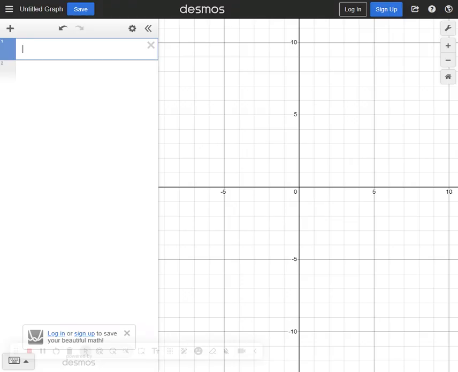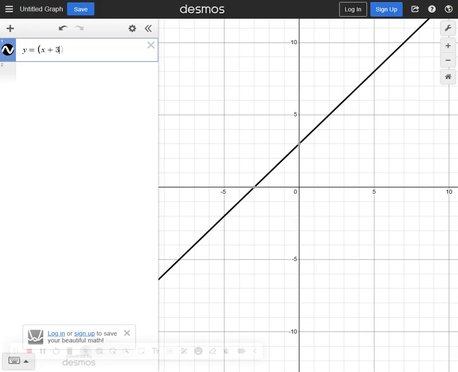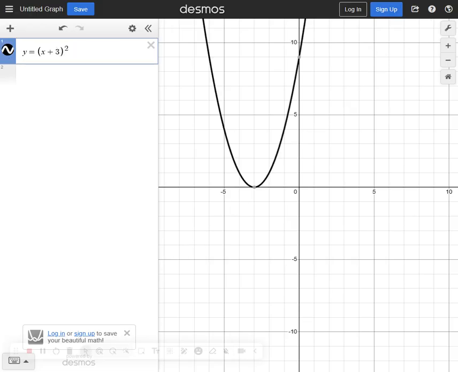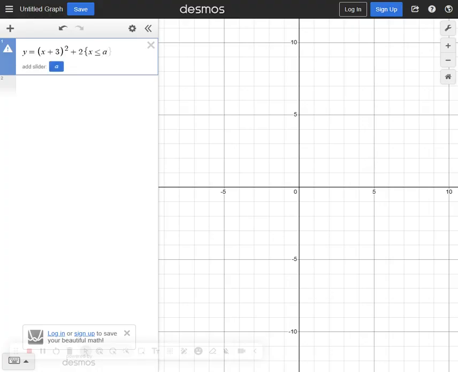a slider. So what you will do is to type in and replace the function of x by y equals, and then type in x plus 3. Just follow along so you'll know what I'm doing here. Okay, and then the slider, oh wait, plus 2. Alright, the slider will be x and then less than or equal to a. Now, you may also want to change the less than or equal to greater than or equal to.